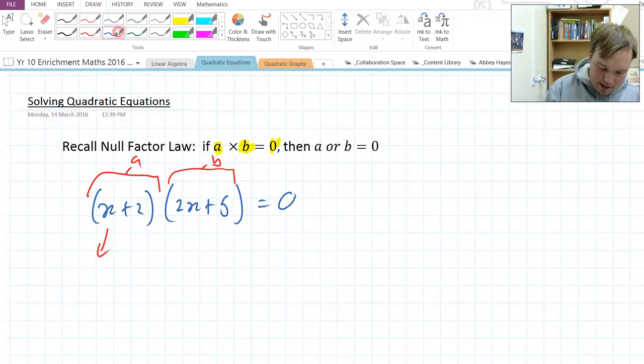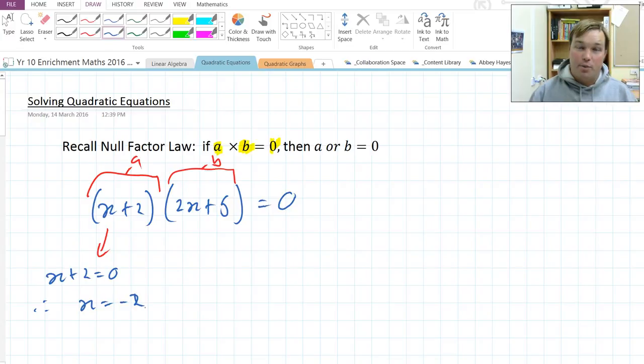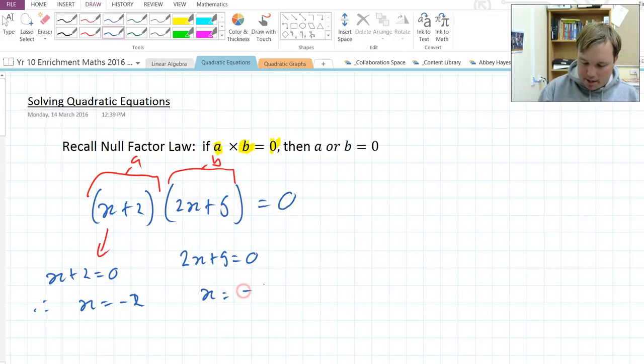well, I can think of that as x + 2 = 0. Therefore, take 2 from both sides, x = -2. I almost wrote minus 1. Minus 2, that's our first solution. The second solution is 2x + 5 = 0. So that's thinking, well, if B is equal to 0, then x must be equal to -5/2. So our two solutions are x = -2 and -5/2.